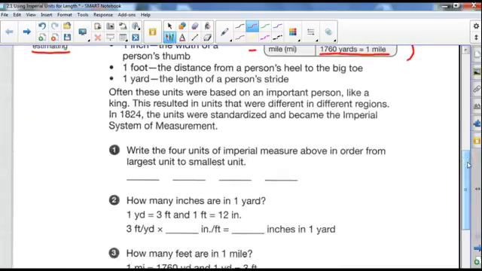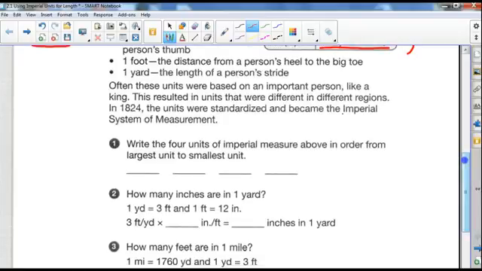Often these units were based on an important person, like a king. This resulted in units that were different in different regions. In 1824, the units were standardized and became the imperial system of measurement. Imperial from the kings. Okay?